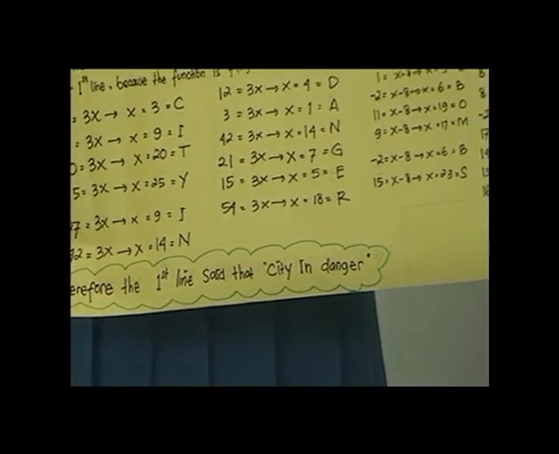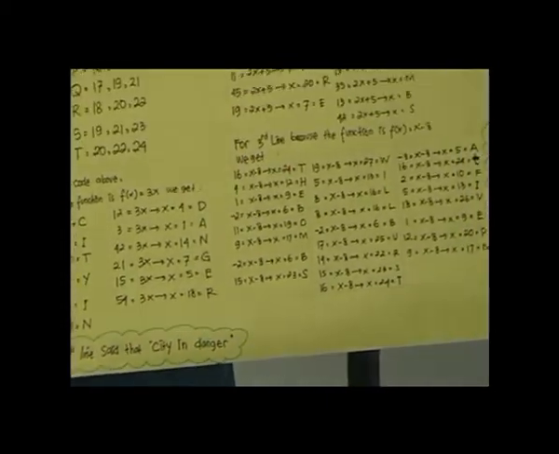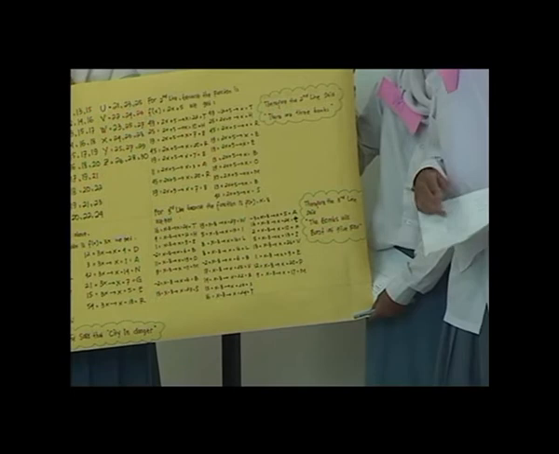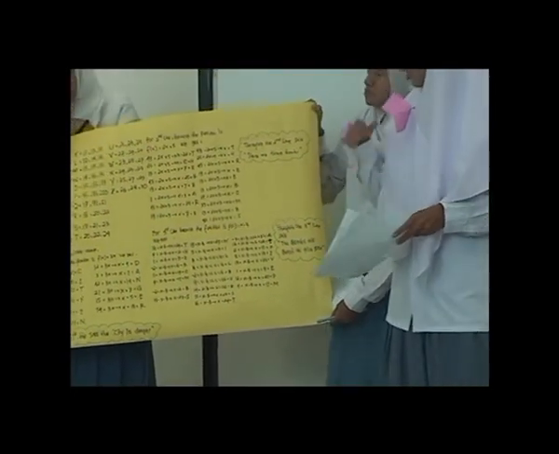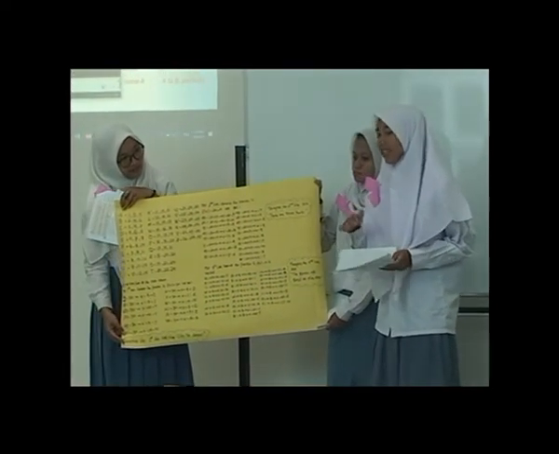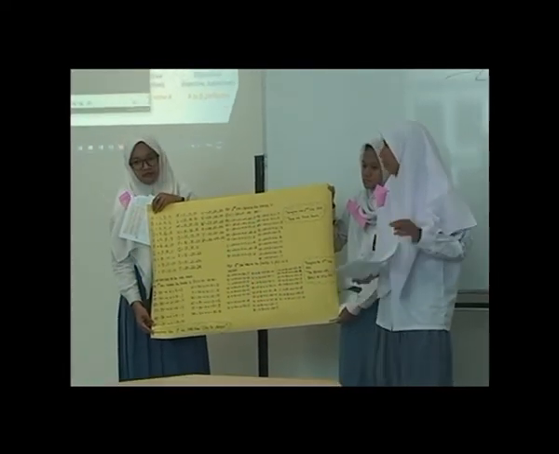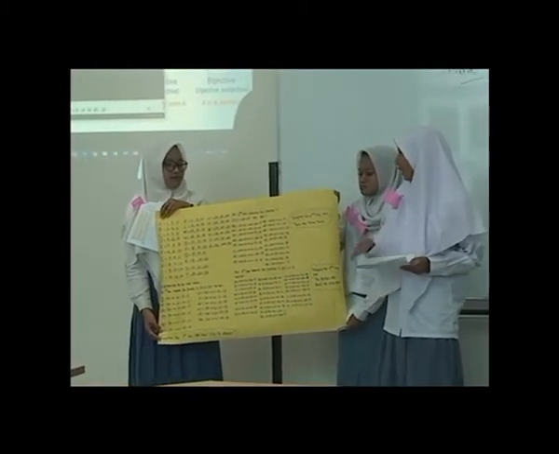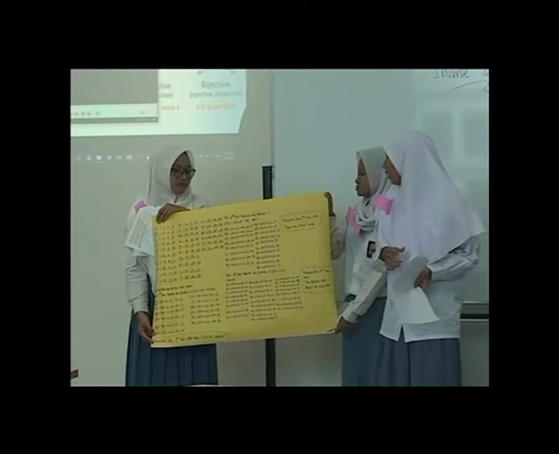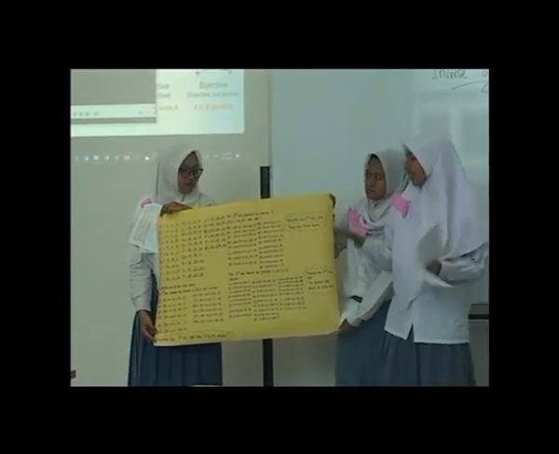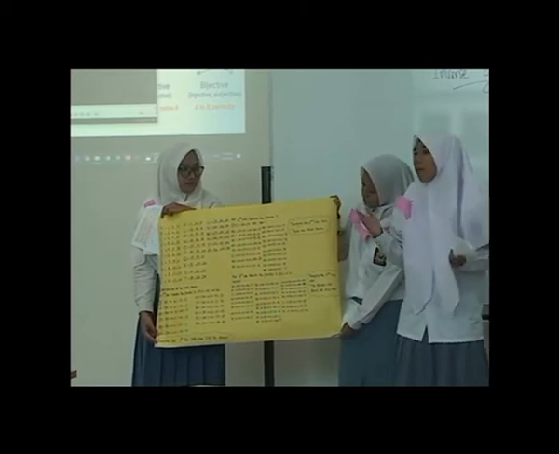For the second line, because the function is fx is equal to 2x plus 5, we get 49 is equal to 2x plus 5. So x is 22, and 22 corresponds to alphabet T. 25 is equal to 2x plus 5. So x is 10, and 10 corresponds to alphabet H. And so on until we get the second line, which says that there are 3 bombs.